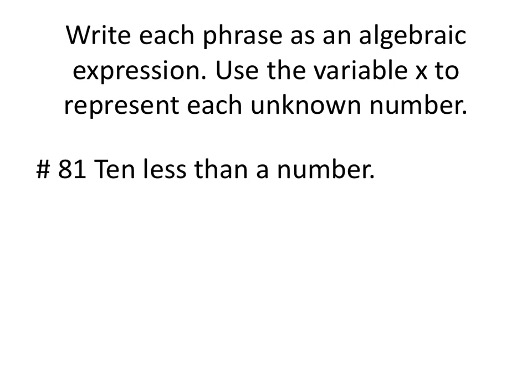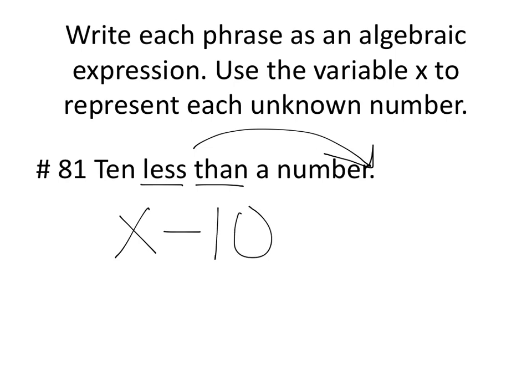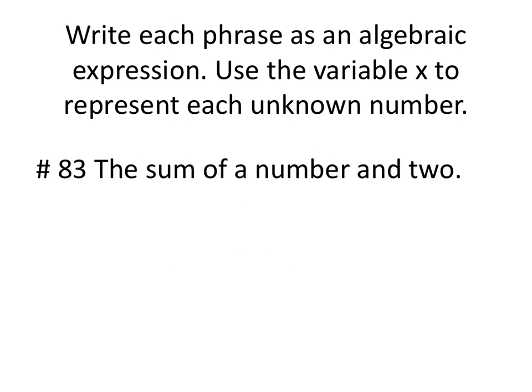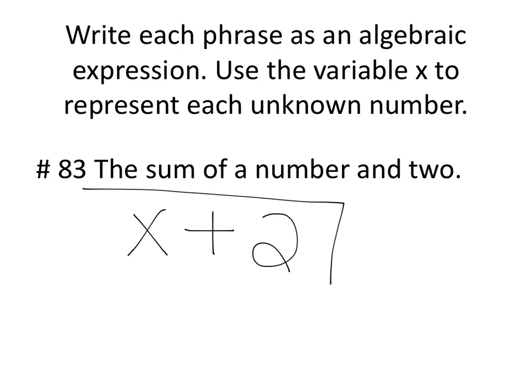10 less than a number. Okay, less than, remember those are our buzzwords there. So we're going to underline them and draw an arrow to the back. A number is just x. So less than, that's minus, and it's 10, so we write x minus 10. The sum of a number and 2. Sum means plus, a number is x, and 2. So we've got x plus 2.